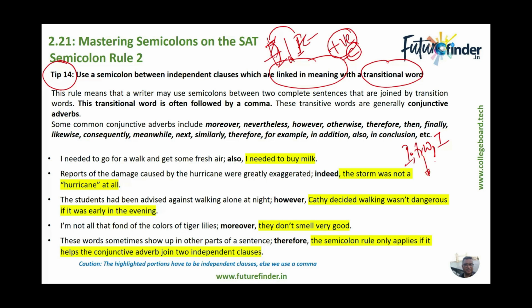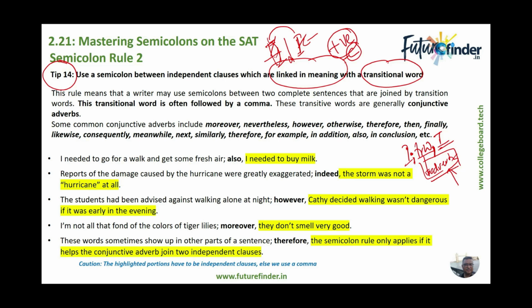More often than not, these transitional words are the adverbs, right? As we have already seen that there is a list of adverbs called the conjunctive adverbs. We have done that when we did our chapters on adverbs. Most of these words would use this kind of a rule, wherein you have an independent clause and then a semicolon, then the transitional adverb or the conjunctive adverb, and then a comma, and then an independent clause to follow.